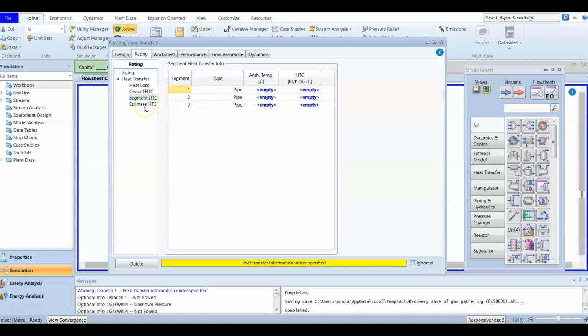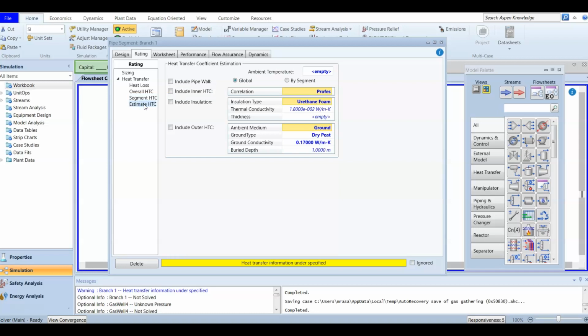In this case, I don't have any information about the heat transfer, so I'm going to estimate it. Here, we don't have any information about the insulation. We are sure that we have a pipe wall, so we are going to include it. We have an inner heat transfer coefficient, so we are going to include it. And I haven't mentioned anything about the insulation, so we are not insulating this pipe, so we will keep it unchecked. And we are going to check the outer heat transfer coefficient. Okay, so this is how we estimate the heat transfer coefficient.